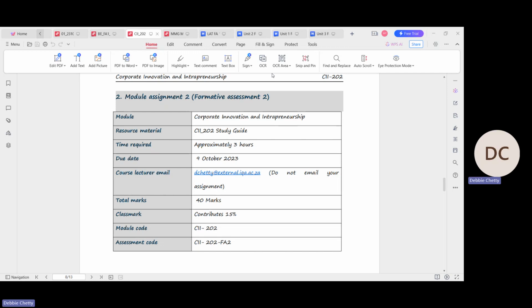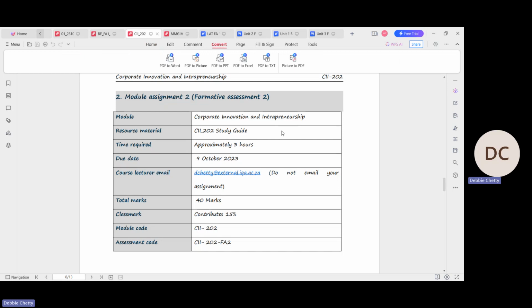Okay, so the focus of the session is to help you with assignment FA2. It is what you're required to do, and I'll be taking you through the assignment questions and also explaining, of course, certain things to you as well. Okay, so let's start off by explaining your assignment.